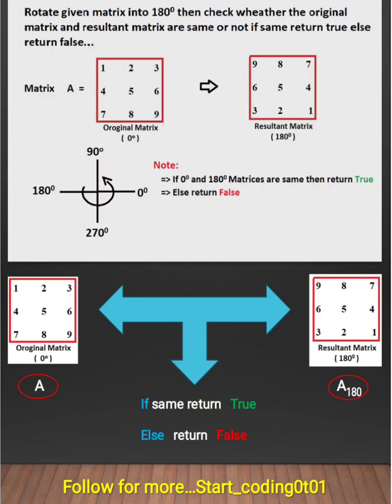Hi folks, today we are going to solve one problem statement in Java. In the problem statement they have given one matrix A. Then we have to rotate this matrix by 180 degrees. Then we will get one new matrix. We call it a 180 degree matrix.